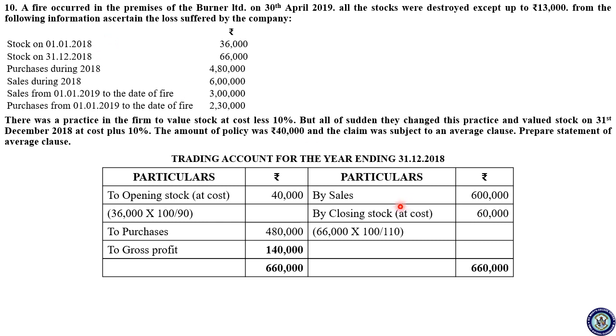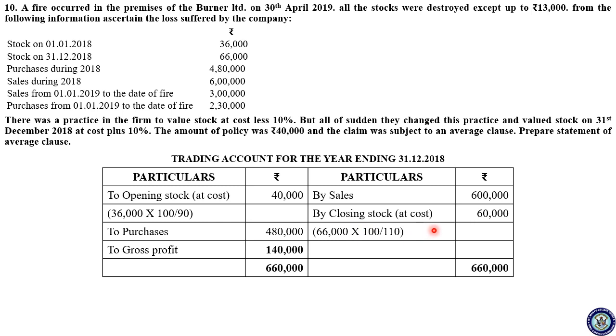Then the closing stock, which will be recorded at the last. Purchases during the year 2018, that is the previous year's purchases, you have to record directly. Sales during 2018, that is the previous year's 6 lakh. Then the closing stock. This information relates to the current year.